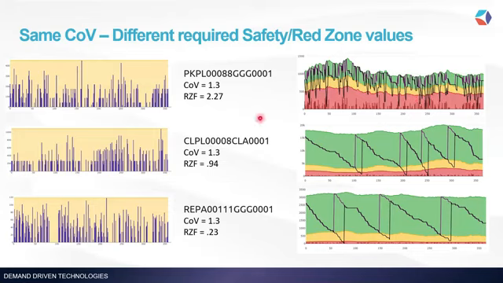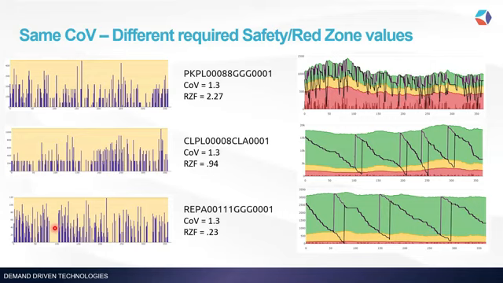What we were seeing is that there were two major factors. One is that the pattern of demand, even though these score out statistically to the same coefficient of variation, you can see just by looking at the pictures that they're not behaving the same way.